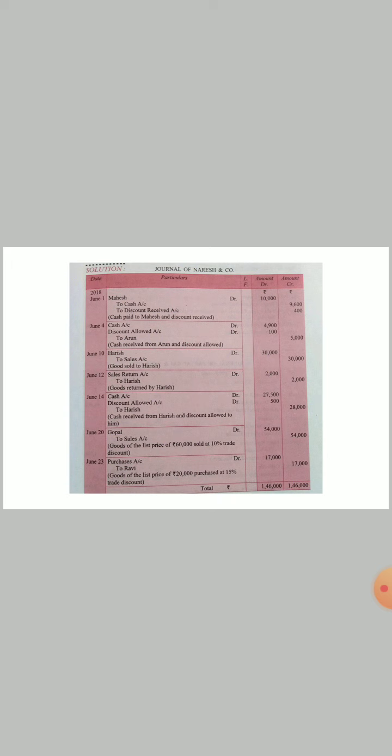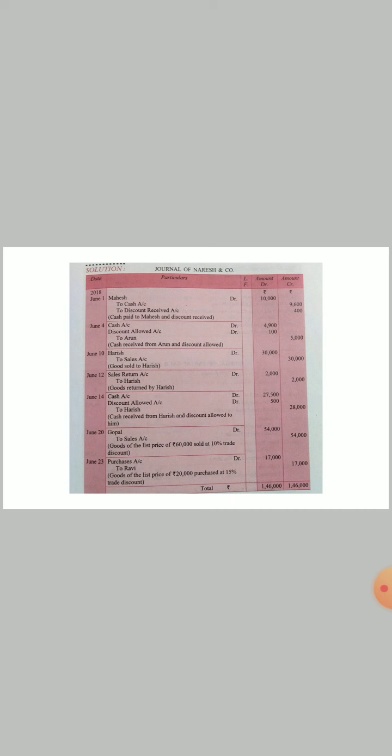The next point is he returned goods to us. Harish returned goods to us, so goods are coming into business, so sales return account debit, and Harish is the giver, so he will be credited. The entry will be sales return debit to Harish. When we sold goods to Harish, the entry was Harish debit to sales account. And now when he is returning goods to us, it will be sales return debit to Harish.